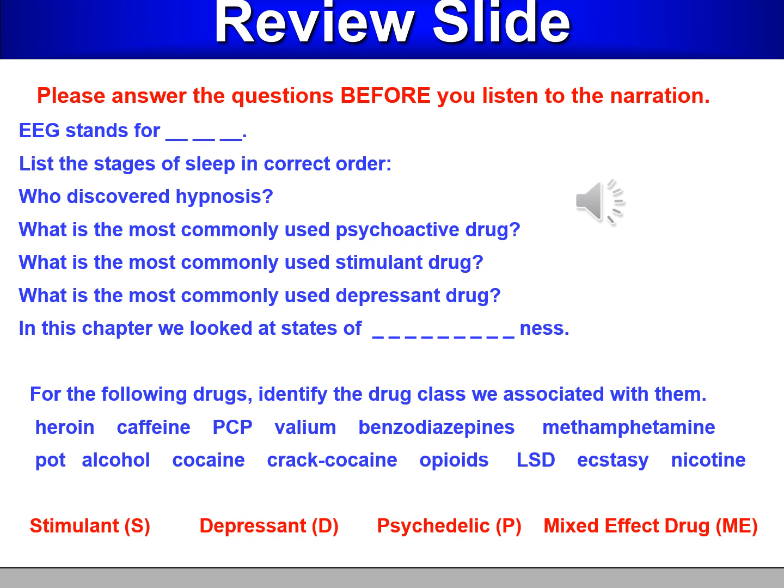So hopefully you've attempted to answer each question before listening to these answers. The ones you get wrong, study until you go to the next part of the lecture, part B. EEG stands for electroencephalograph or gram. Sleep stages, in correct order: 1, 2, 3, 4, then 3, 2, 1, or not, and then REM, then repeat. So 1, 2, 3, 4, 3, 2, 1, or not, REM, and so on. By early morning, stages 3 and 4 will get minimal or disappear.